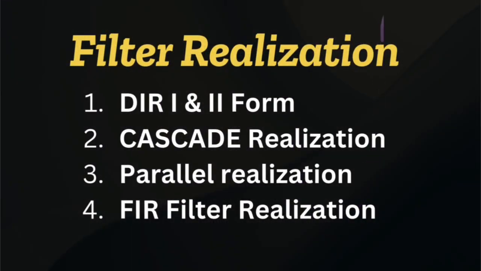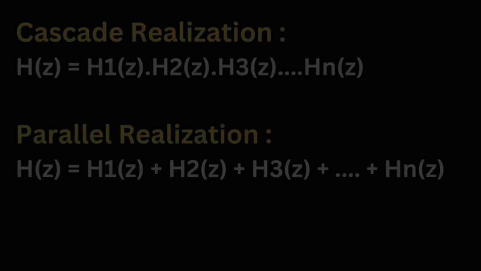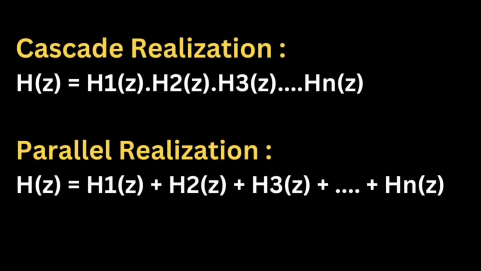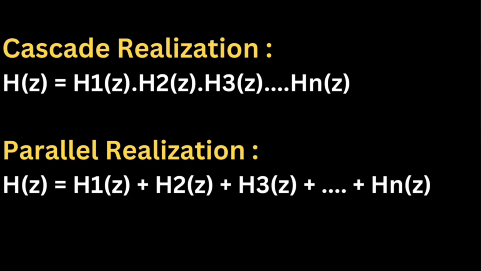In this video, we will be discussing the parallel realization of IIR filters. In the previous video, we have seen DIR1 form and DIR2 form, also cascade form of realization. In parallel form of realization, the function H(z) should be in the form of H1(z) plus H2(z) plus H3(z) and so on up to n transfer functions.